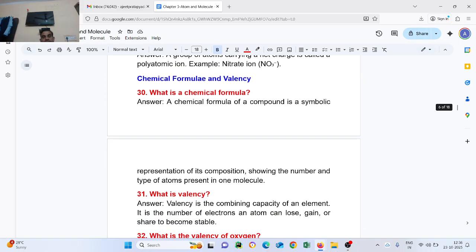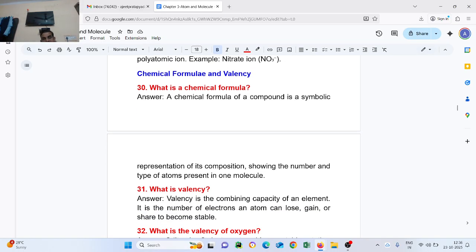Question number 31. What is valency? Valency is the combining capacity of an element. It is the number of electrons an atom can lose, gain, or share to become stable.